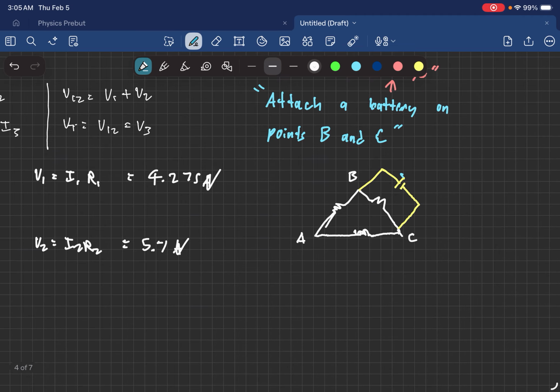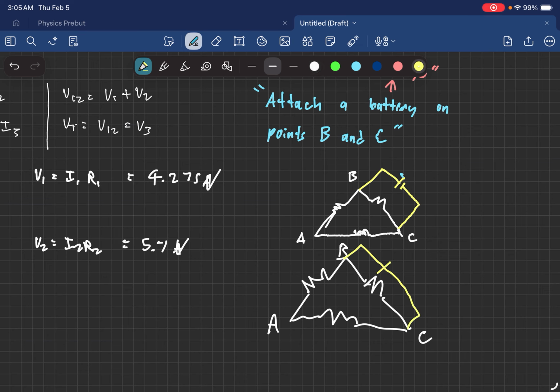We have a resistor circuit problem. So it's like a triangle with 3 resistors. And then it tells you to attach a battery on points B and C. So how do you do that? You just do it like this. That's your voltage right there.